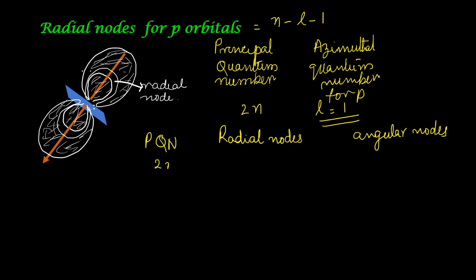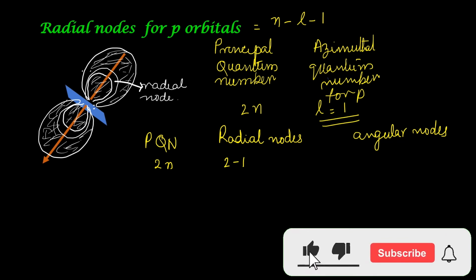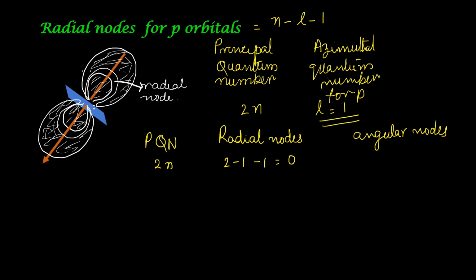For n equal to 2, the number of radial nodes is equal to 0, because 2 minus L, which is 1, minus 1, becomes 0. So this is how we calculate that. We have already seen that. So radial nodes is equal to 0. What about the angular node? There is one angular node. This is for 2p. I'll make a correction here. For principal quantum number 2, the azimuthal quantum number, 2p.